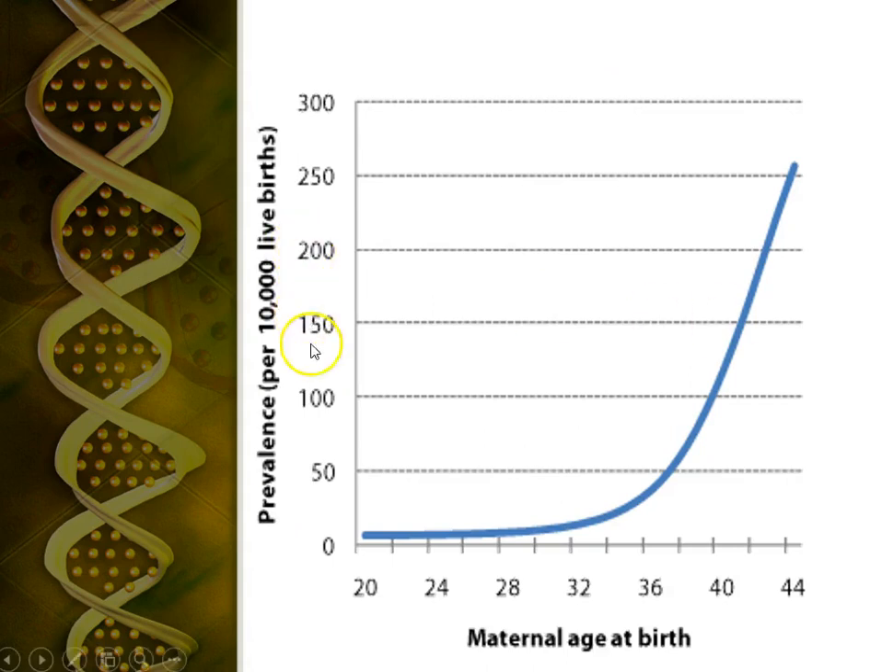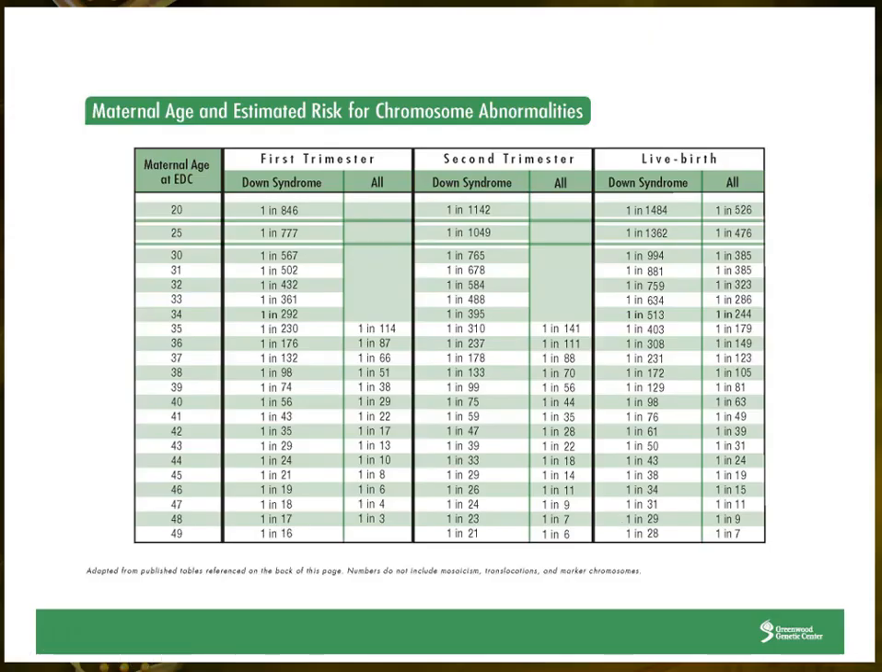Here is the prevalence of deliveries with babies with problems as a woman gets older. And here is a table, and this data was attained in the 1970s. At the age of 20 in the first trimester, the risk to have a baby with Down syndrome is about 1 in 846. By the second trimester, it's 1 in 1142. And by the third trimester, it's 1 in 1482.